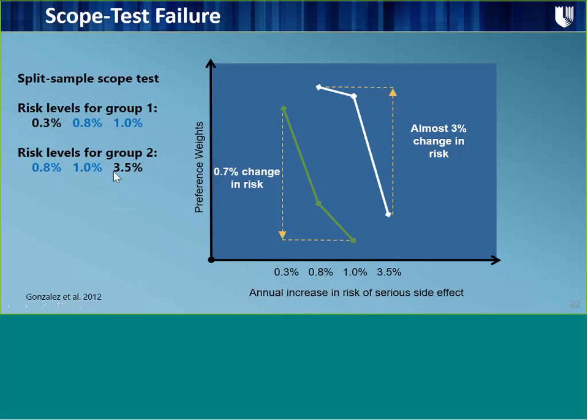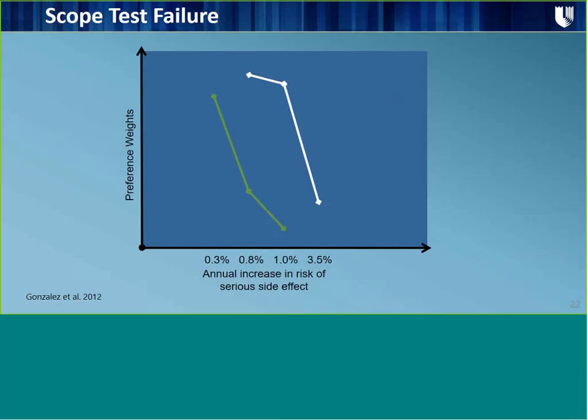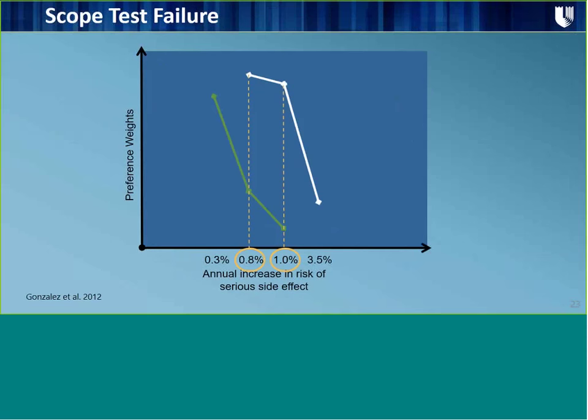Now, we could either throw away the data because it fails a scope test, which is really a basic standard for whether people are really paying attention, or we could analyze the data. Okay, I got ahead of myself here. So let me just emphasize here that both of them evaluated 0.8% and 1%, and the difference between those two should be exactly the same, and they're not.